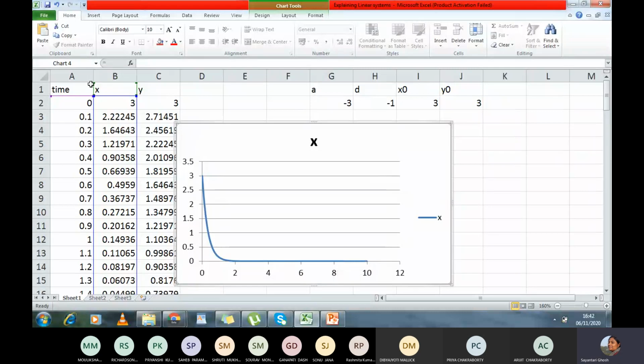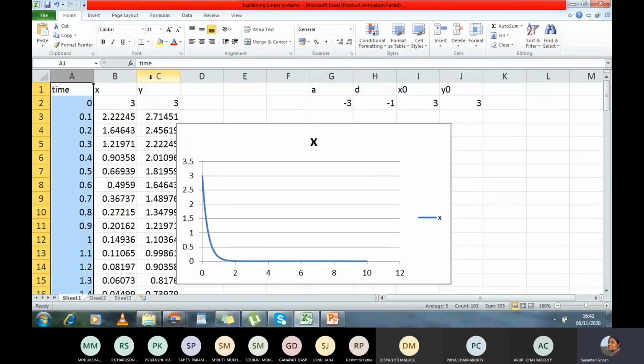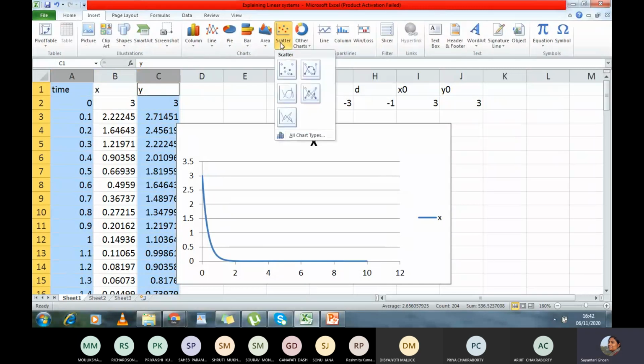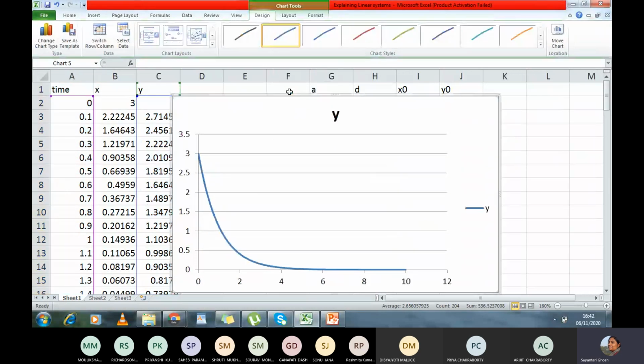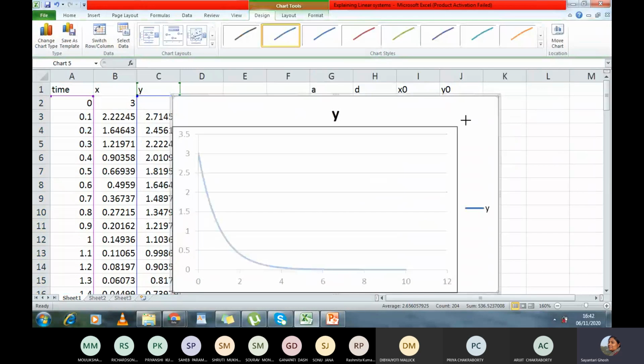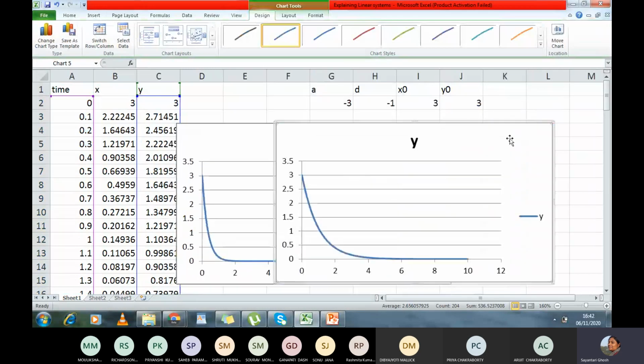Okay. Now let us see in the same way, if my y is decaying with a coefficient of -1, how y is changing with time. In the same way, if I plot the equation y is equal to y0 times the exponential of -t, how does that plot look? So this is the graph of y changing with time.